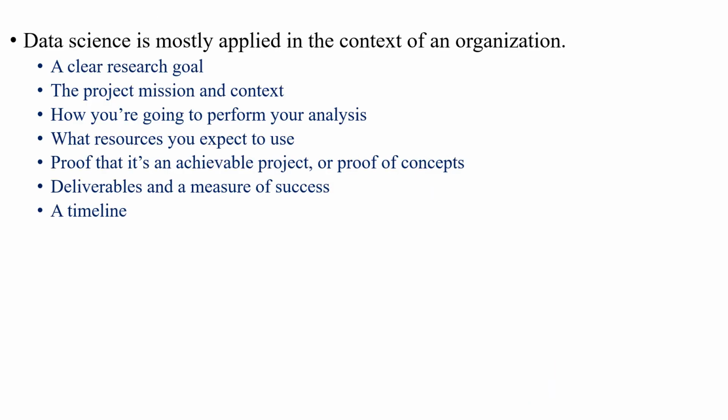Data science is mostly applied in the context of an organization. The charter includes a clear research goal, the project mission and context, how you're going to perform your analysis, what resources you expect to use, proof that it is an achievable project or proof of concept, deliverables, a measure of success, and a timeline. All these we have to mention in the charter. First, you define a statement, and then narrow down or establish it, and once you do that, we prepare the charter. In the project charter, we mention clearly how you're going to perform the analysis, how long it will take, and what sources you want. Those will be listed under this.